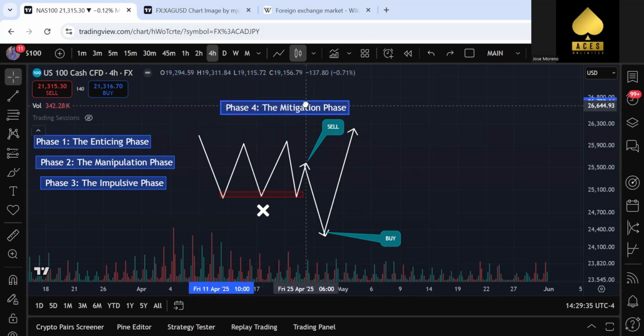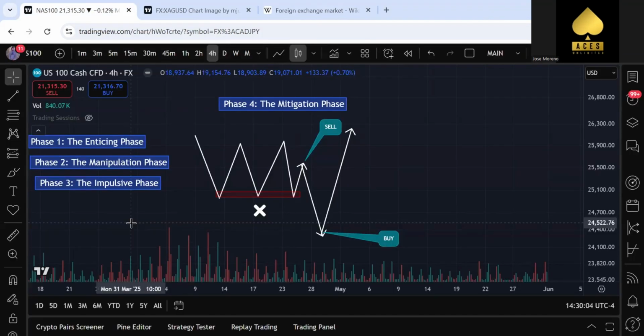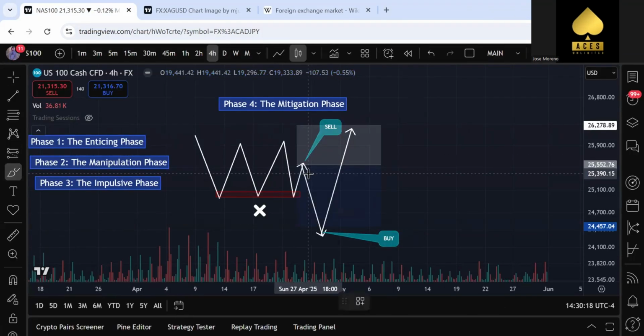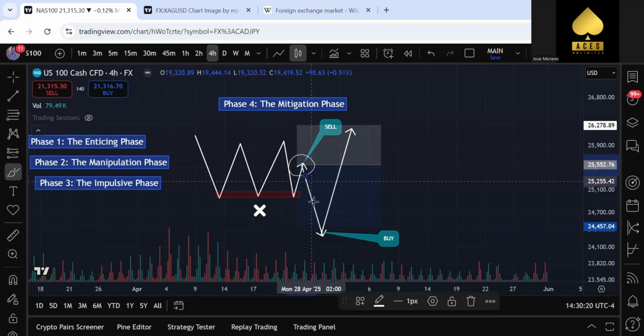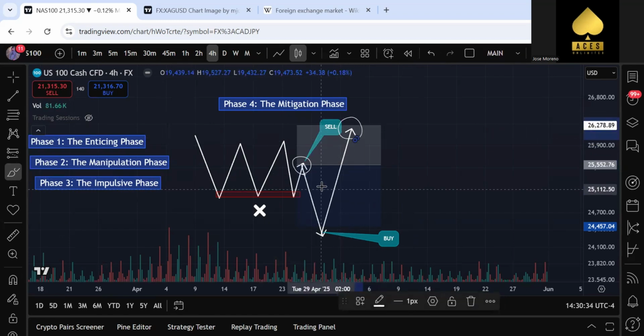So what does it mean to mitigate? Mitigation is the action of reducing the severity, seriousness, or painfulness of something. But what's painful about this situation for the banks? Understand that in order for the banks to bring the market down, they had to put money in. They had to actually use their resources to force that to happen. Now, since they're shorting the market here, they're going to be losing so much money when price moves all the way over here during the impulsive phase.